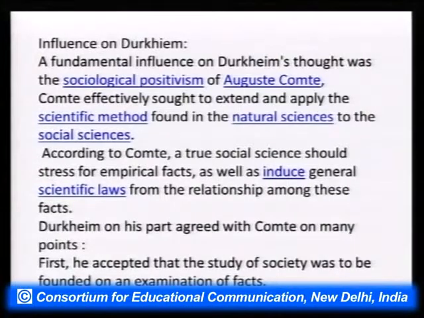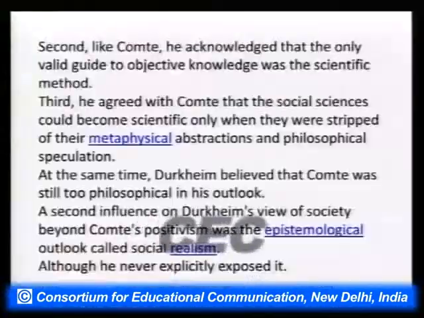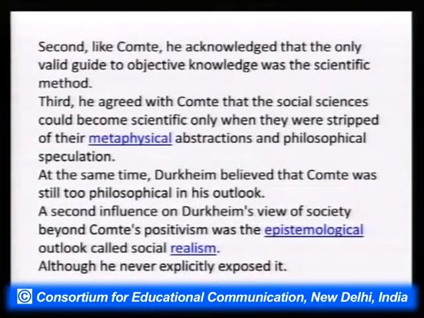Durkheim on his part agreed with Comte on many points. First, he accepted that the study of society was to be founded on the examination of fact. Second, like Comte, he acknowledged that the only valid guide to objective knowledge was the scientific method. Third, he agreed with Comte that the social sciences could become scientific only when stripped of metaphysical abstraction and philosophical speculation. At the same time, Durkheim also believed that Comte was still too philosophical in his outlook.